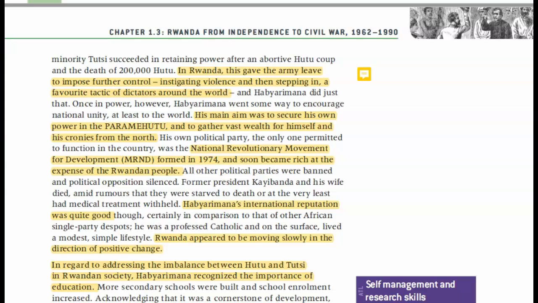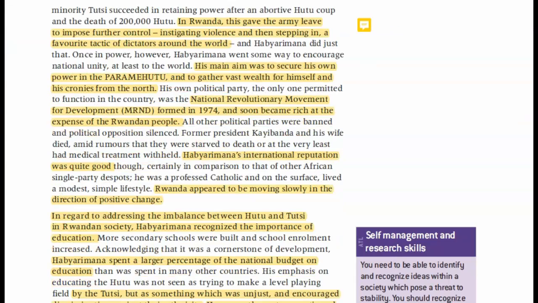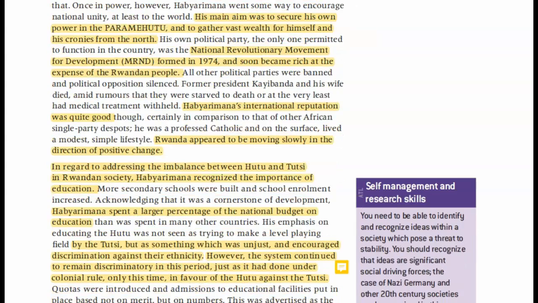In regard to addressing the imbalance between Hutu and Tutsi in Rwandan society, Habyarimana is going to recognize the importance of education. Education is crucial when it comes to really lessening those divisions. If you have one group that has education and another group that doesn't, the educated group is going to come out on top every single time. So he's going to realize this, and he's going to try to fix the system of education in Rwanda. He's going to spend a large percentage of the national budget on education, more so than was spent in the vast majority of other countries. So he's going to be spending a lot of money on education.